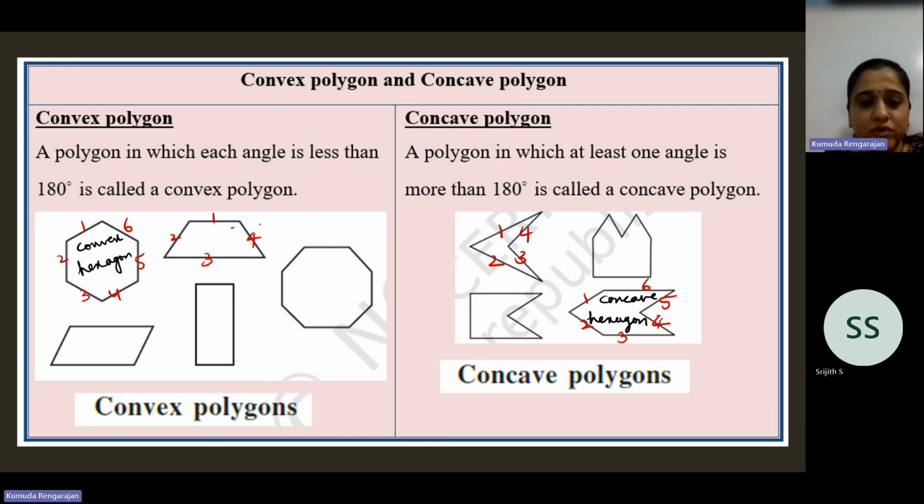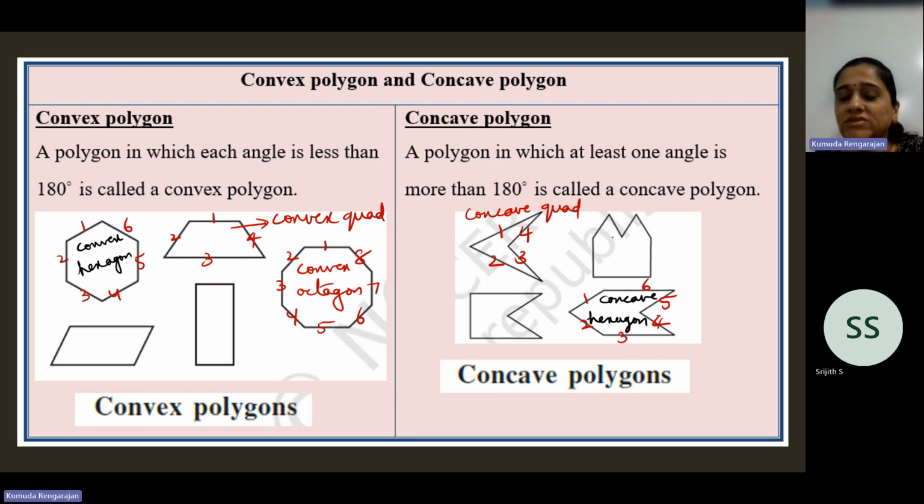So what's the special name for this polygon? Convex quadrilateral. And this one? Concave quadrilateral. Correct? Yeah. Count the sides. 1, 2, 3, 4, 5, 6, 7, 8. Convex octagon.